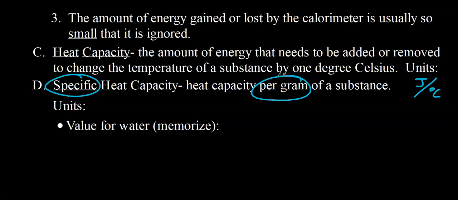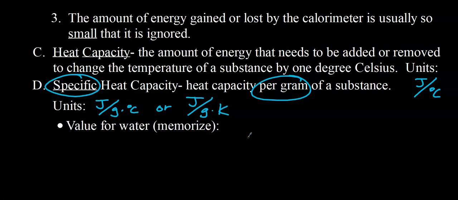Specific heat capacity, or just specific heat, is dependent on the amount. So it is the amount of energy that needs to be added or removed to change the temperature of 1 gram of a substance 1 degree Celsius. Units for specific heat are joules per gram degree Celsius or joules per gram Kelvin. Remember, the difference between Celsius temperatures and the corresponding Kelvin temperatures are the same. So either joules per gram degree Celsius or joules per gram Kelvin.